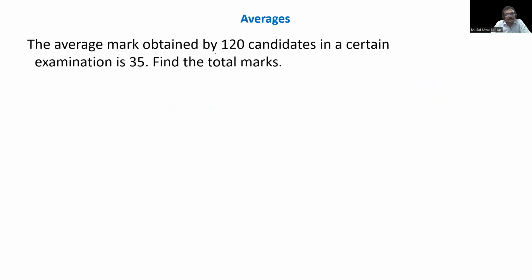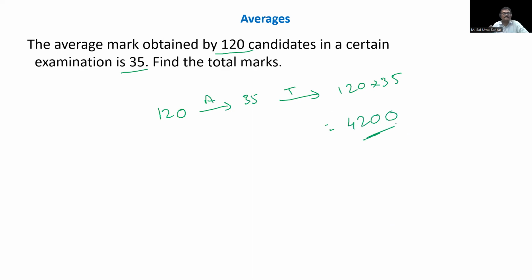The average mark obtained by 120 candidates in a certain examination is 35. Find the total marks. Here, total how many members are there? 120 members. What is the average? 35. What we require? Total. This is very simple, just a fundamental. Here 120 into 35. So how to calculate 120 into 35? 35 into 100, 3500. Keep in our mind. 35 into 20, 700. Already we have 3500. 3500 plus 700. So 4200, which is the required answer.